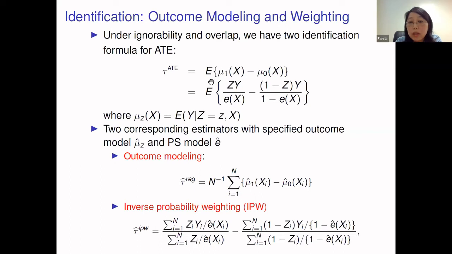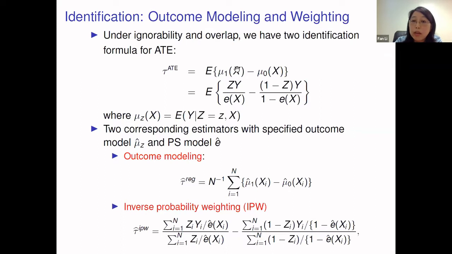And with these two identification formulas, what you can do is relatively simple. So it's obvious there are at least two ways to identify the ATE. The first one is called regression, or so-called outcome modeling. You just assume a model. You specify an outcome model for the treatment group and for the control group, or maybe jointly. But the key point is you have an outcome model, and then you predict mu1 and mu0.